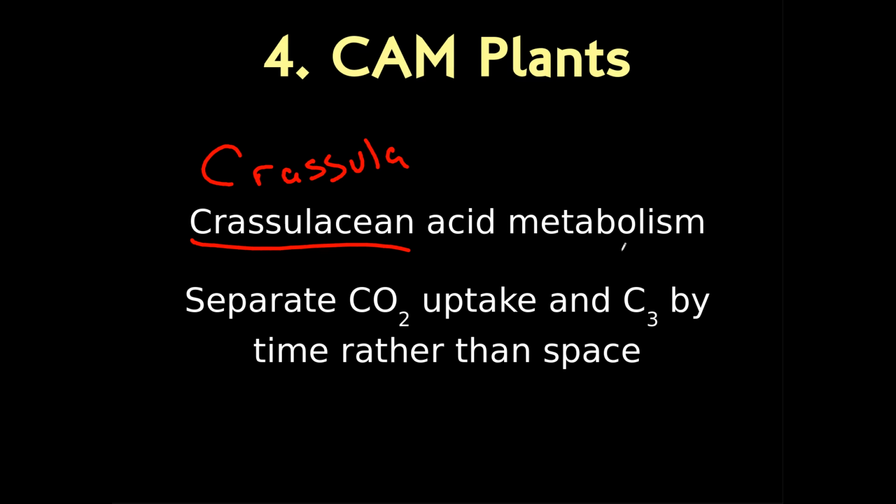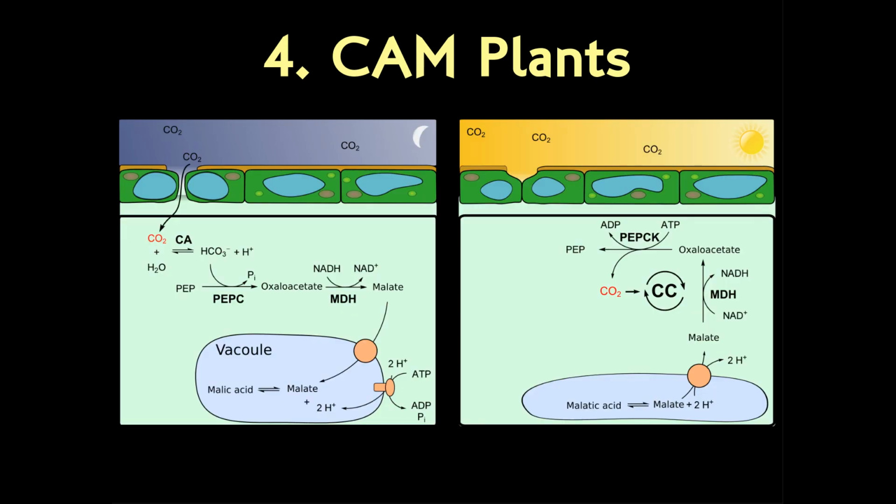And essentially, this is a way to again separate CO2 uptake and the C3 enzymes. Instead of doing this in space like the C4 pathway did, we're going to separate it in time. So again, C4 pathway was separating them in space, where we had the fixation of carbon dioxide happening in the mesophyll cells, and we had the C3 enzymes working in the bundle sheath cells. CAM, on the other hand, is going to separate these out in time rather than space. So let's take a look at how this works.